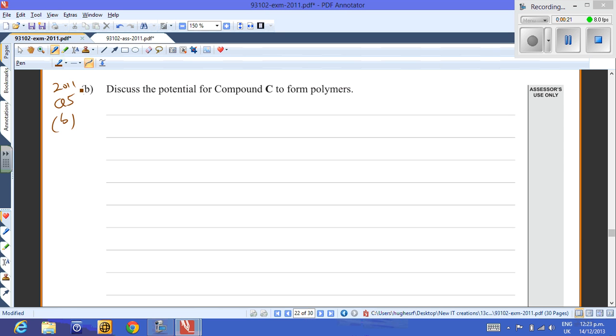But compound C from part A, the isomer, had the molecular formula C4H6O4, and the structure worked out to be a compound which had an OH group or alcoholic group, and it also had two carboxylic acid groups at either end of the molecule. So that's what the structure for compound C turned out to be. And then the question says, very short and succinct, discuss the potential for compound C to form polymers.